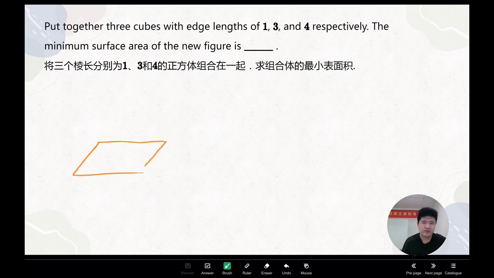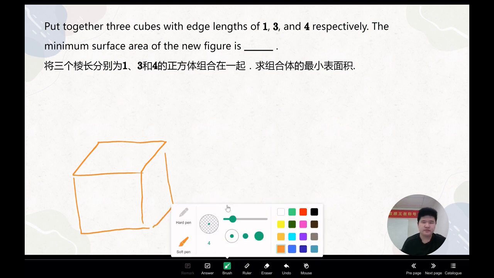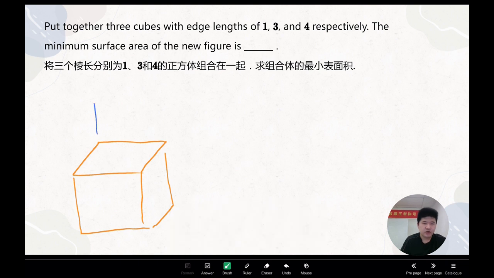Here is a cube with edge length of 4. And we put the cube with edge length of 3 above it.